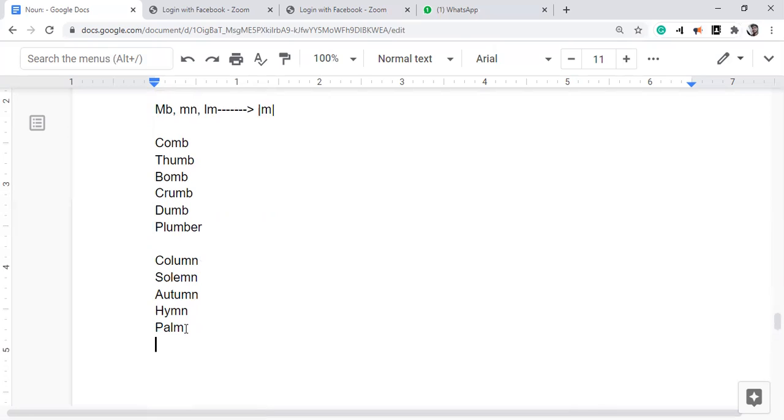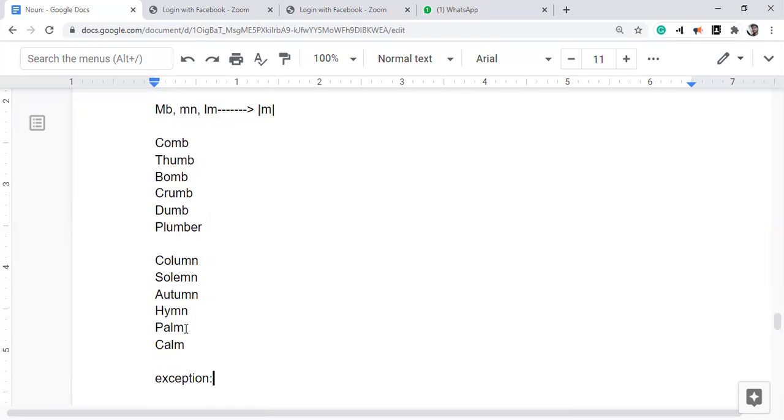Okay. So this is very basic English, and it is very important. Remember this. So this is what the column. Do we say column? No, we don't say column. We say calm. Calm, okay? Understood? So there is an exception.